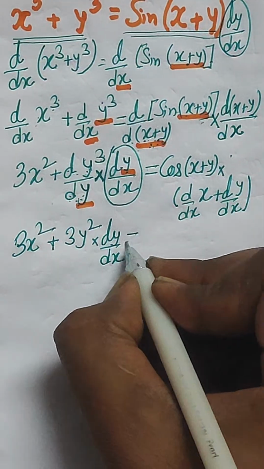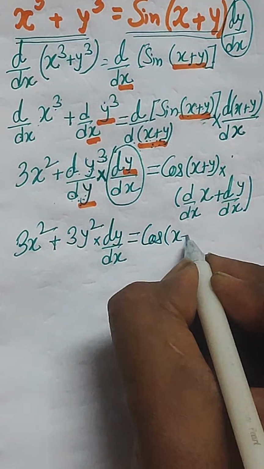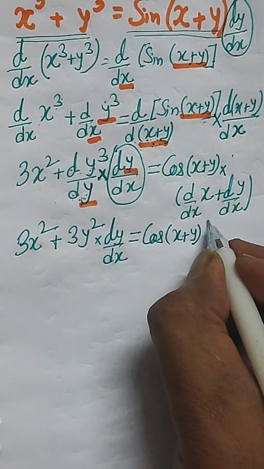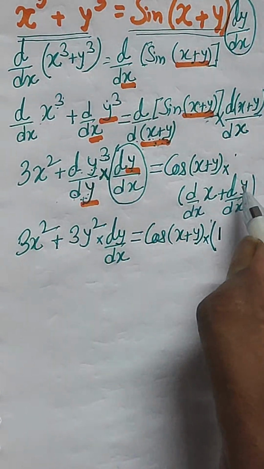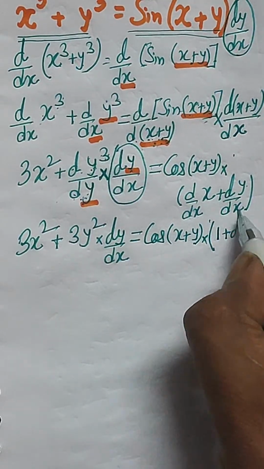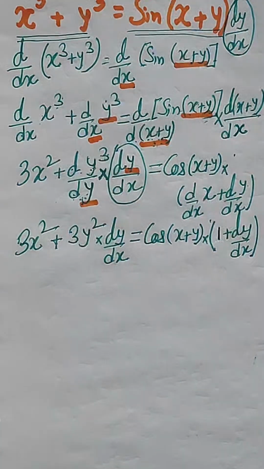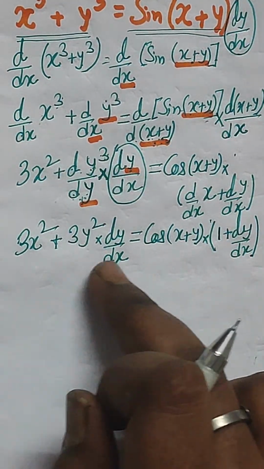And on the RHS, we have cos of x plus y, and d by dx of x will be 1, and dy by dx will be as it is. So we have just arrived at this step.